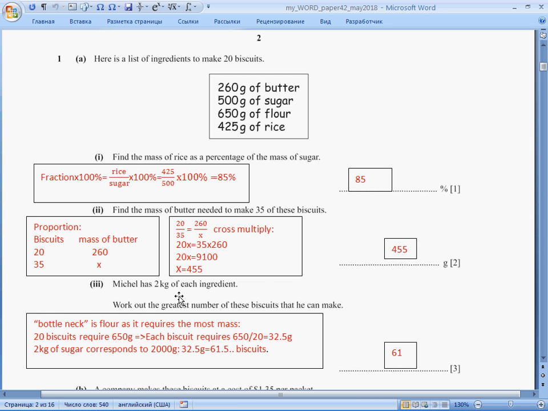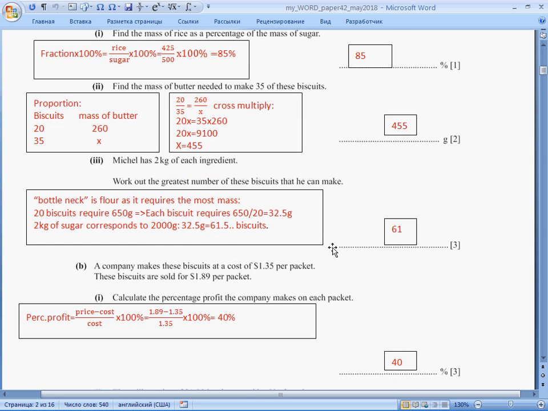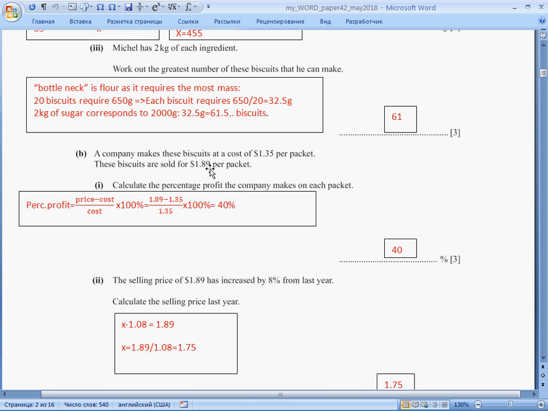Michelle has 2 kilograms of each ingredient. Work out the greatest number of these biscuits that he can make. So actually we don't need so much of each ingredient. The most mass we need for flour, so it is a bottleneck, so we will calculate how much we can make if we have 2 kilograms of flour. The rest will be more than enough.